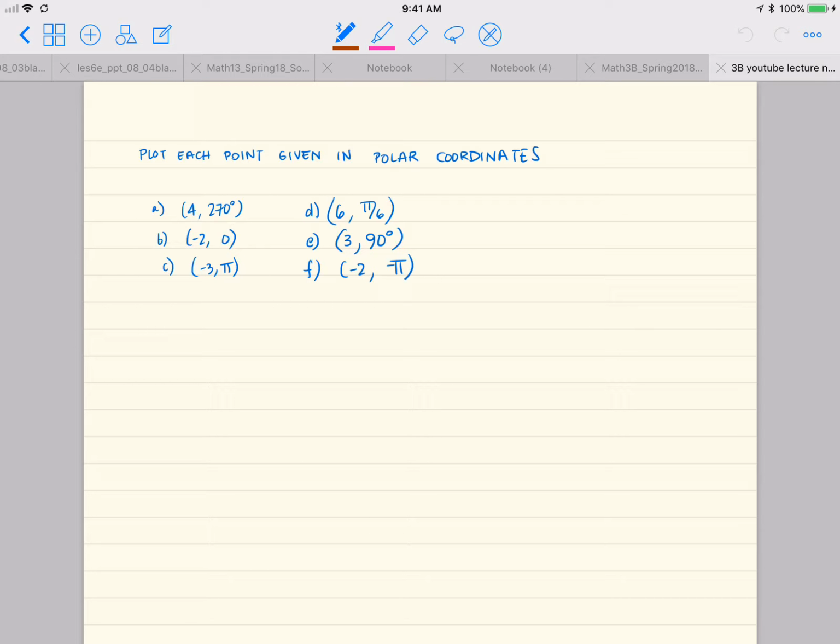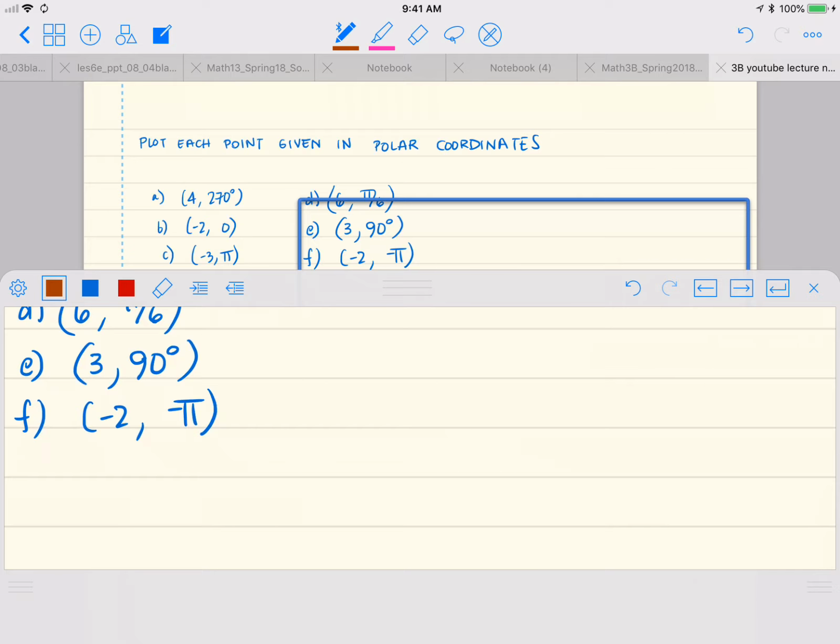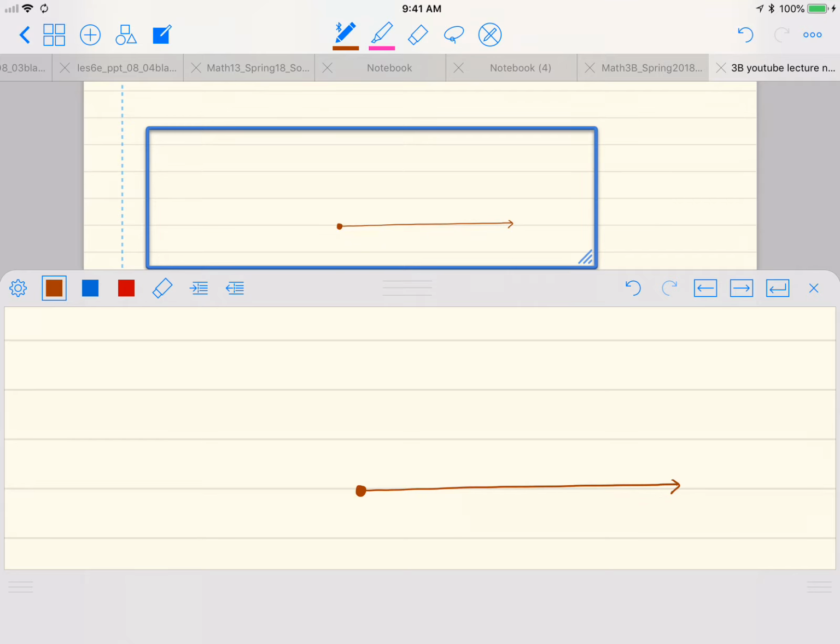Okay, so let's practice plotting points that are given in polar coordinates. Basically, we're going to start off by placing our pole. So I'm just going to let this be my pole, and I need a little ray that is sticking out. Okay, so I've got my pole, and now I need my polar axis. So this is going to be my polar axis. And I believe I am ready to draw in.